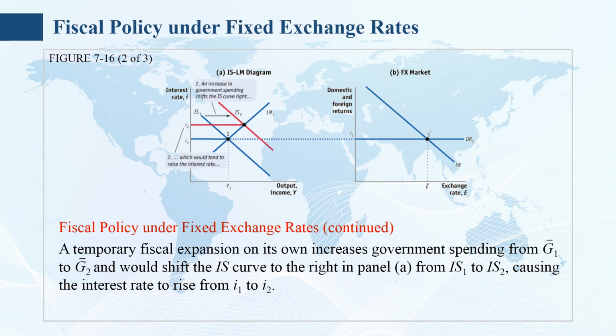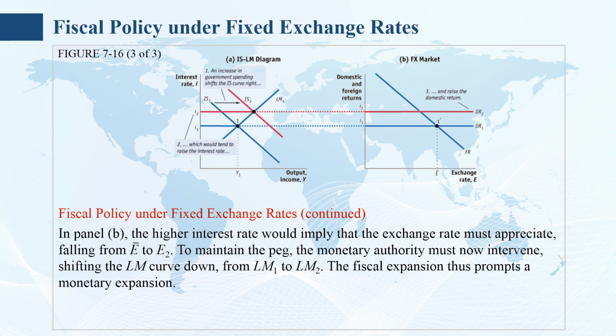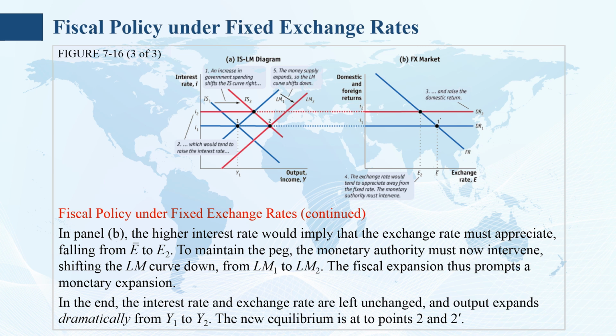A temporary fiscal expansion increases government spending from G1 to G2 and would shift the S curve to the right in panel A from S1 to S2, causing the interest rate to rise from I1 to I2. The domestic return would then rise from DR1 to DR2. In panel B, the higher interest rate would imply the exchange rate must appreciate, falling from E1 to E2.